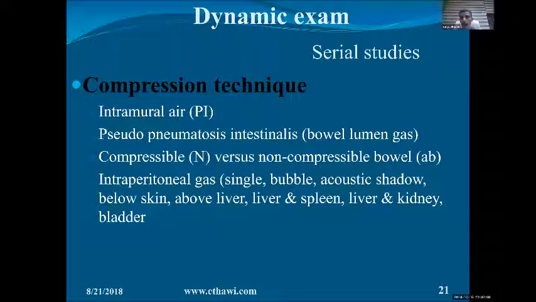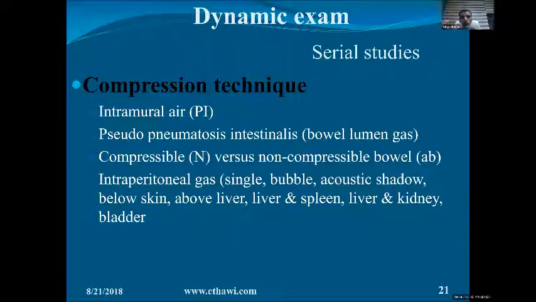And you will see it below the skin if there is intraperitoneal gas, above the liver, between the liver and the spleen, between the liver and kidney, beside the bladder. That's the area where you look for intraperitoneal gas. And remember, if the baby is on his back, the gas will be near the umbilicus if it's on the skin. If you want to make sure it's luminal, you turn the baby. If you turn the baby, it will move to the right side or the left, depending on where you turn your baby. And then you know it's not intraluminal, it's intraperitoneal.